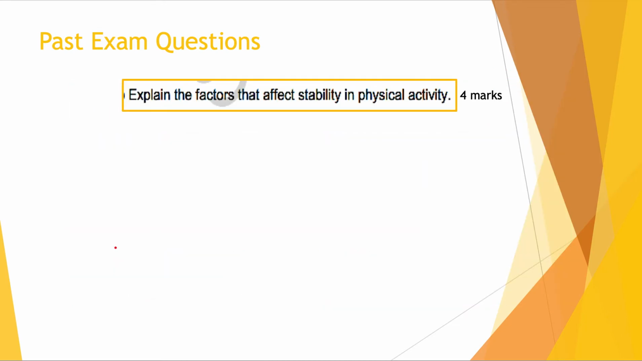Question number 3, explain the factors that affect stability in physical activity. This should be really straightforward, but we need to explain, not simply list, okay? So we're going to say what the factor is, but we've got to say how it then affects stability in physical activity in order to get the marks. So, for example, just saying height of centre of mass, etc., is not going to get you the 4 marks here.